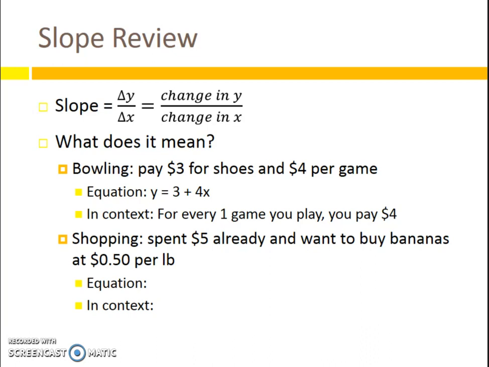So let's go back to our days of algebra and remember, what is slope? If you're being more formal about it, slope would be considered delta y over delta x. That little triangle there is a delta. It means the change in y over the change in x. So what does it mean?